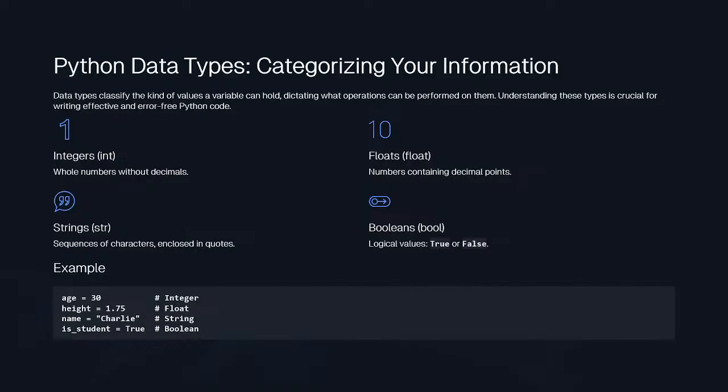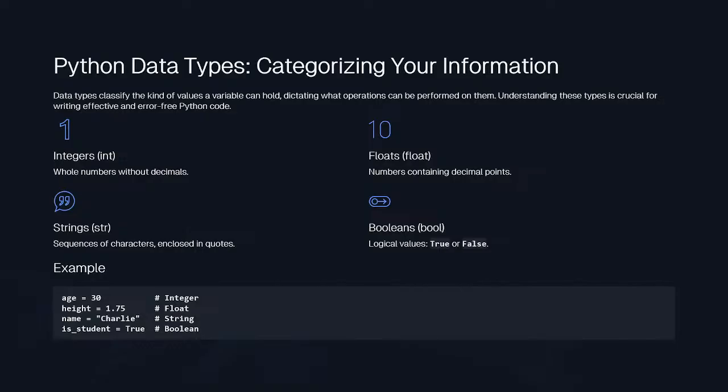Float is basically numbers with decimal points like 1.75, 2.89, 39.52, or anything like that. Anything that has a decimal point is float data type.